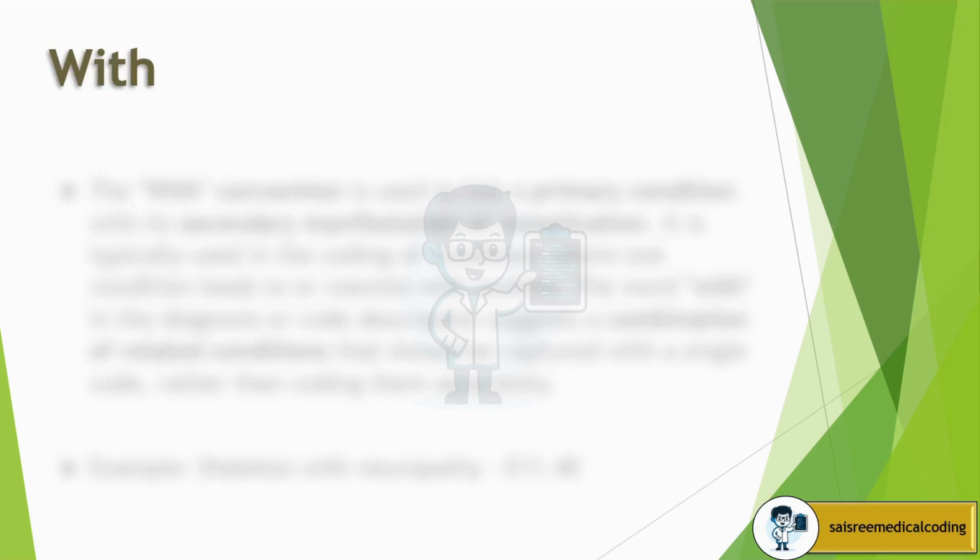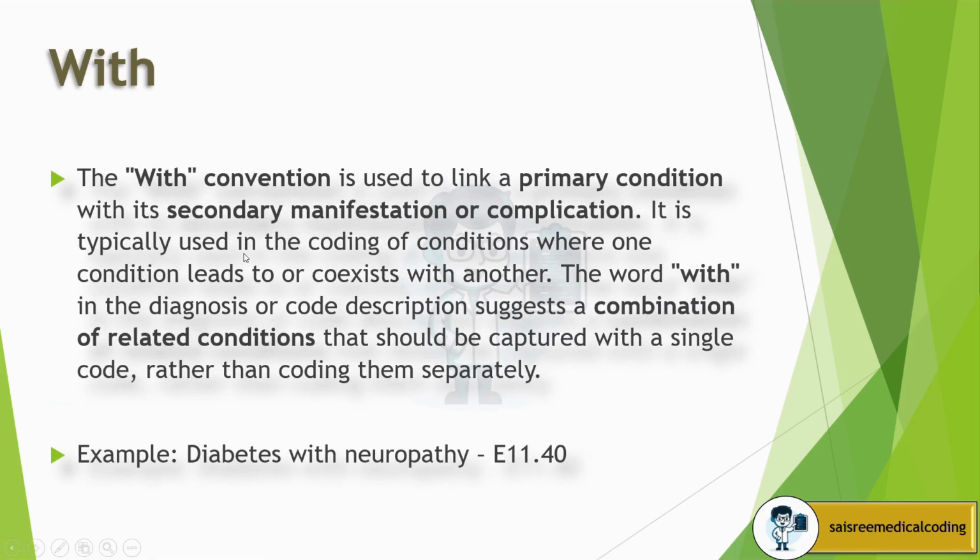Next, we are having a With convention. Under the With convention, we are having a definition. The With convention is used to link a primary condition with its secondary manifestation or complication. It is typically used in the coding of conditions where one condition leads to or coexists with another. The word with in the diagnosis or code description suggests a combination of related conditions that should be captured within a single code rather than coding them separately.